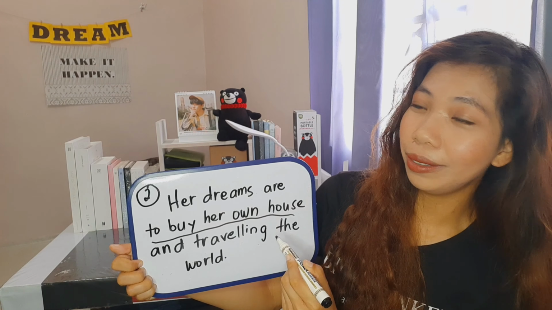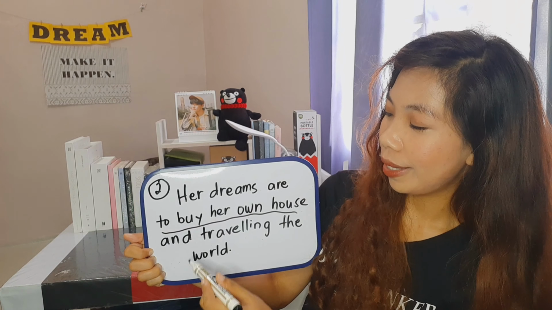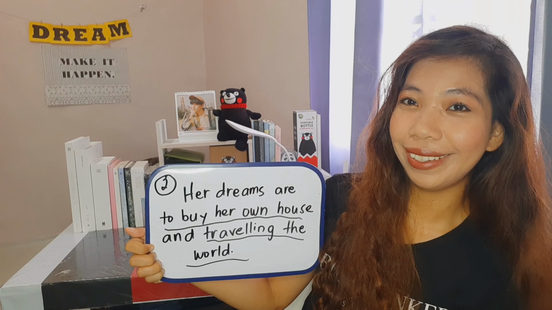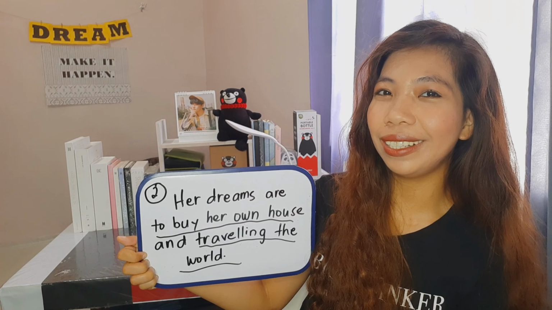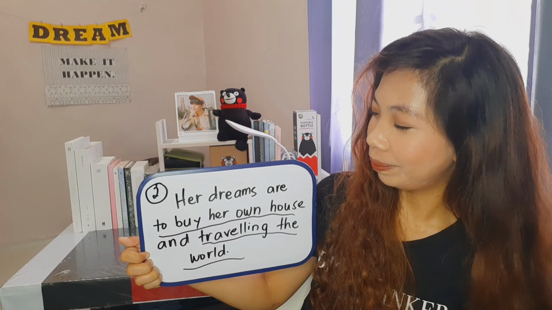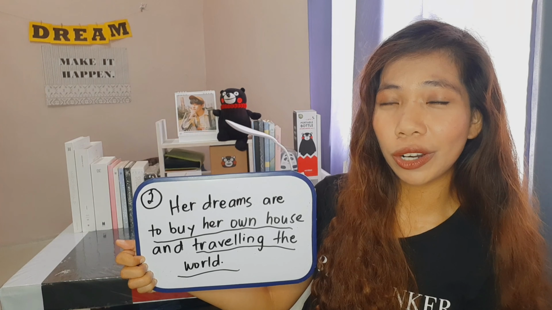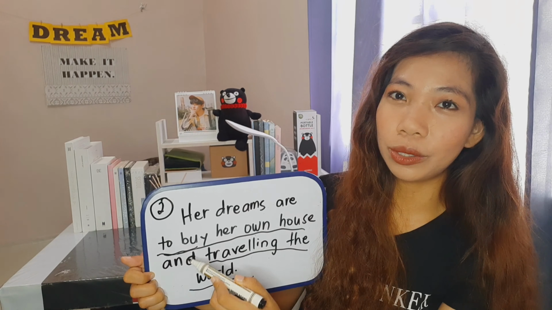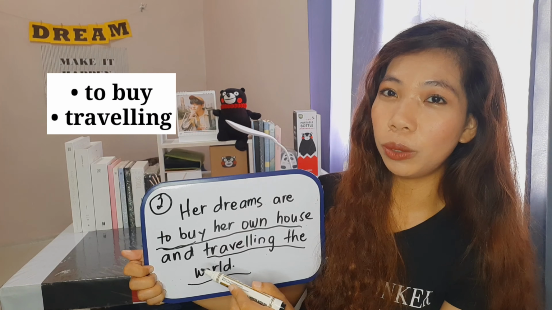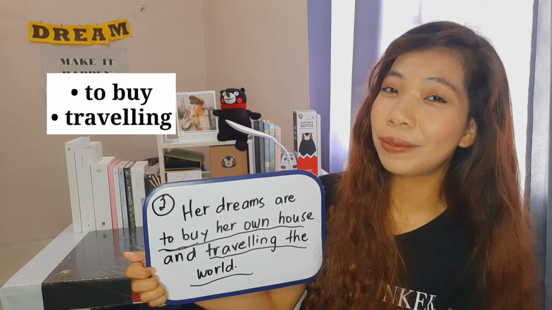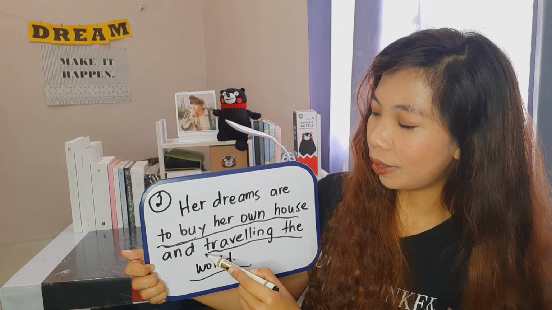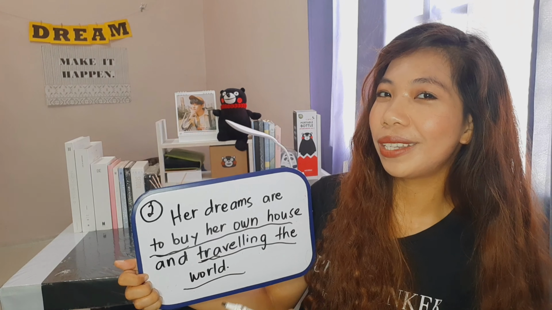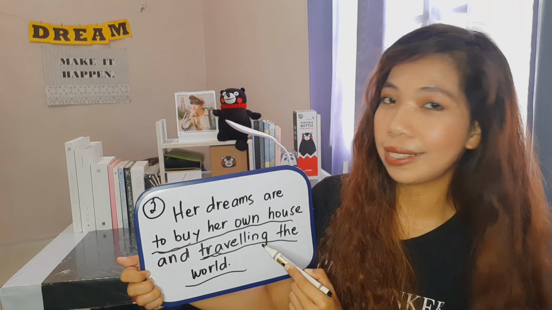To buy her own house. This is her first dream. The second one, traveling the world. All right, now let's take a look at their grammatical structures. Are they in the same grammatical structure? No, they are not. This one has to plus the base form of the verb, so this one is in infinitive form. The other one is in present participle form because it has ing.